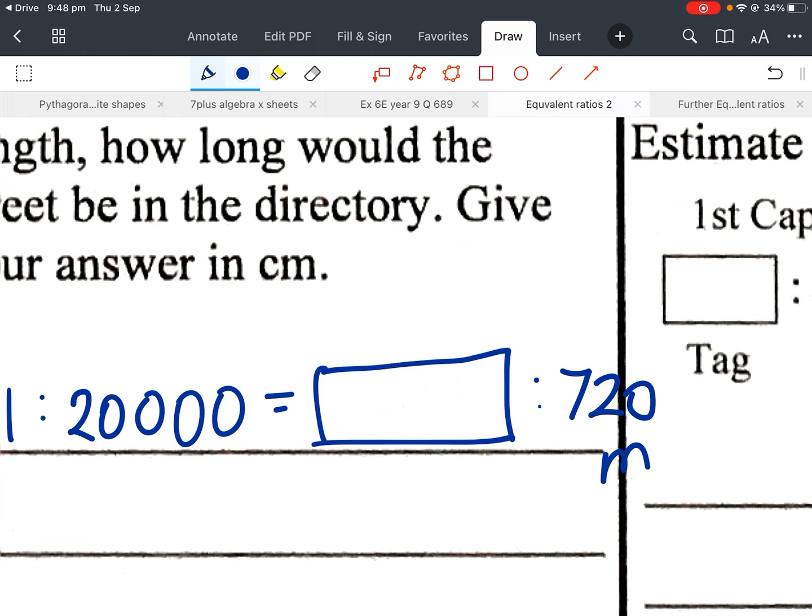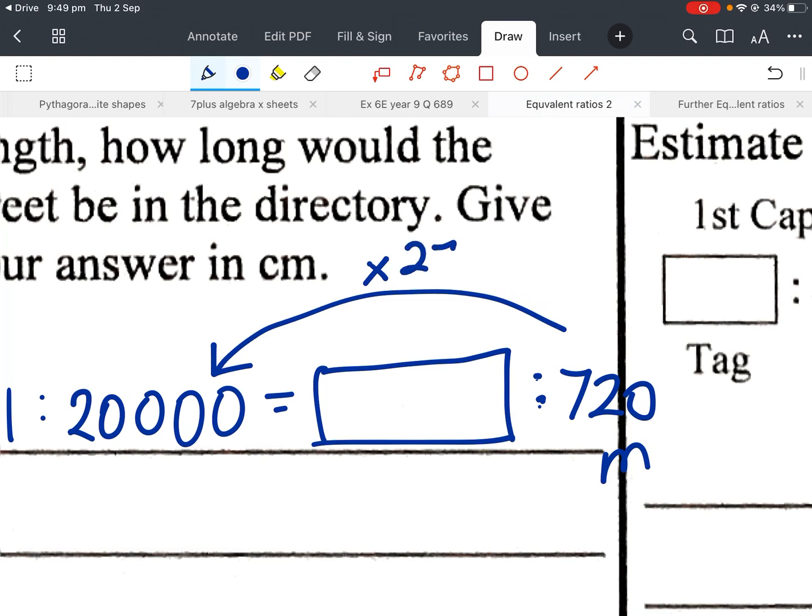Right, let's do it. We can do this. So I know going from, say, here to here, or the other way, it doesn't really matter. We've got to figure out what did we multiply or divide by to go from one to the other. So if I'm going this way, I am timesing, aren't I? 720 times what gives me 20,000. Now remember, the easiest way to figure out that number is you go 20,000, the bigger number, divided by 720, the smaller number.